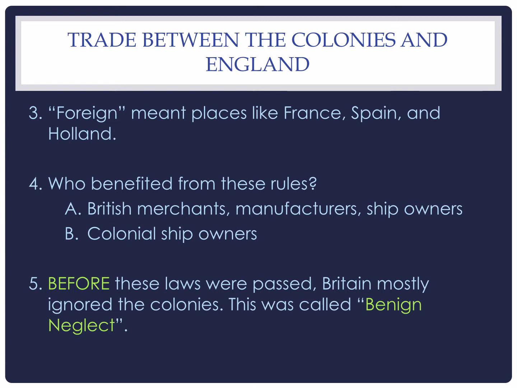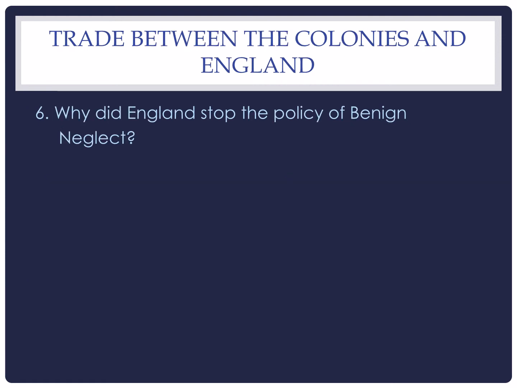Before these laws were passed, and this is important to understand because it's going to tie into the revolutionary period and how we end up wanting to break away from England, before the laws were passed, Britain pretty much ignored the colonies for about 50 years. And this was what was called benign neglect, which basically means ignoring the colonies, but it was harmless. So they sort of let the colonies do what they wanted to do. So then the question is, well, why did England stop doing this? Why stop the policy of benign neglect?